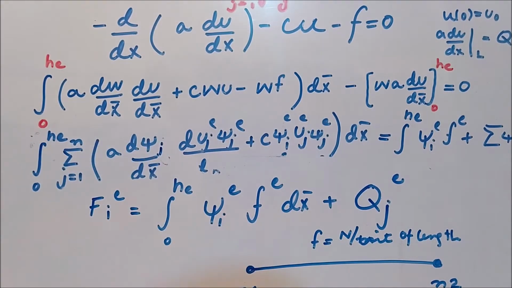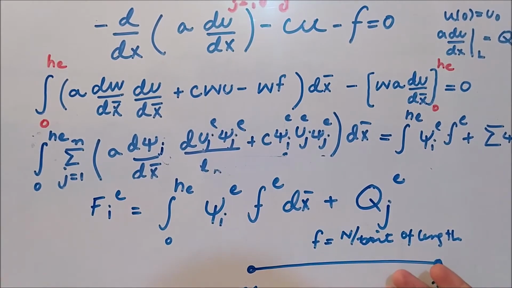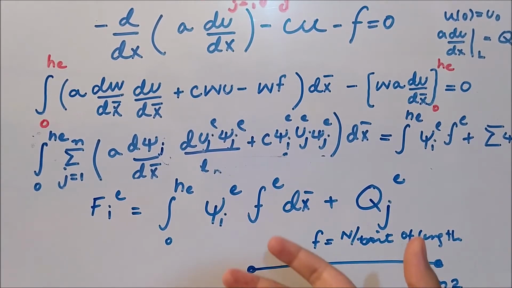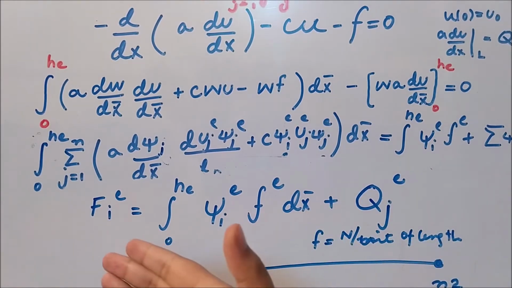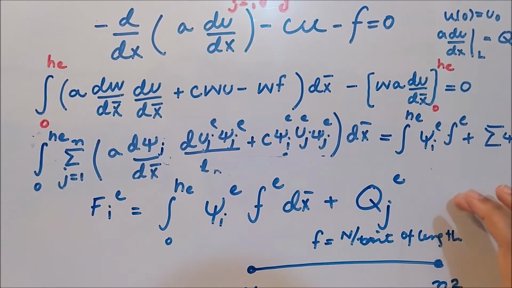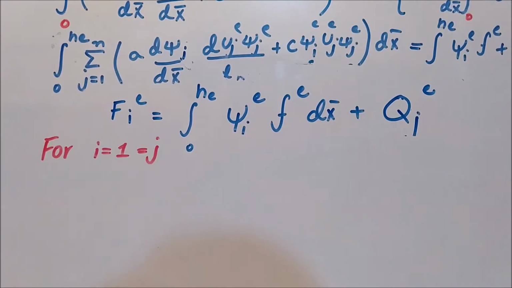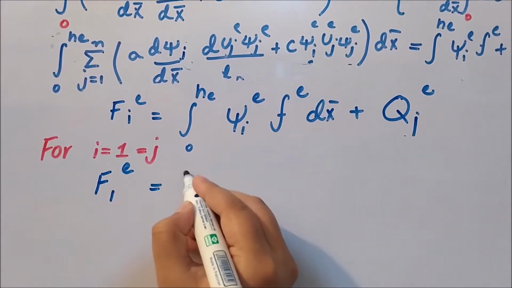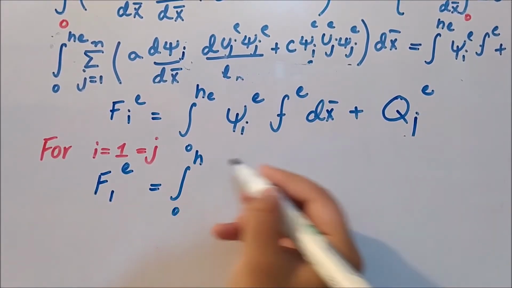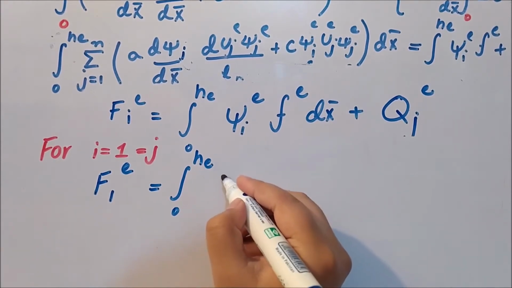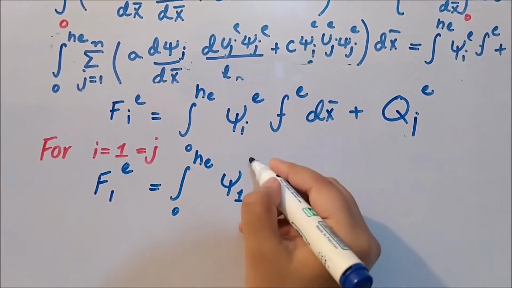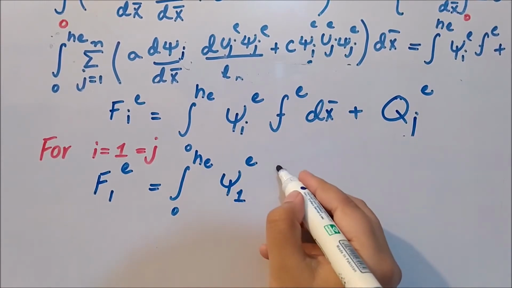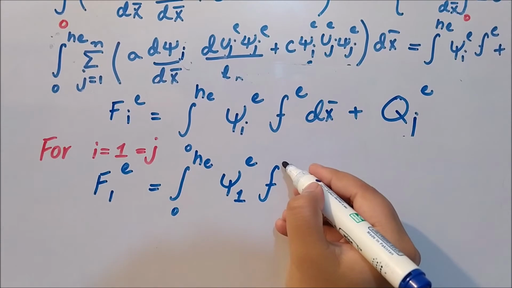So let's take the linear element. We have two nodes, the first and the second node. Now we have to specify the values of f in this element for the first node and the second node. We'll start with i equal to 1 and j equal to 1, so that both i and j are equal to 1. So this is f1 of the eth element. The domain is from 0 to h, the length of an element, subscript e. This is the shape function for node 1, the linear shape function that we derived in our previous video.